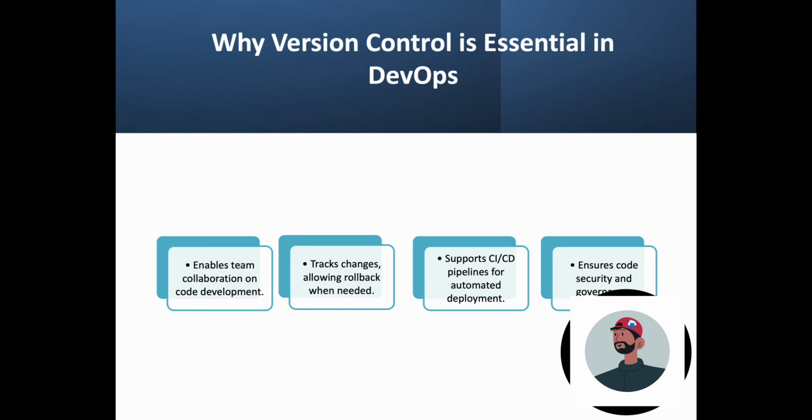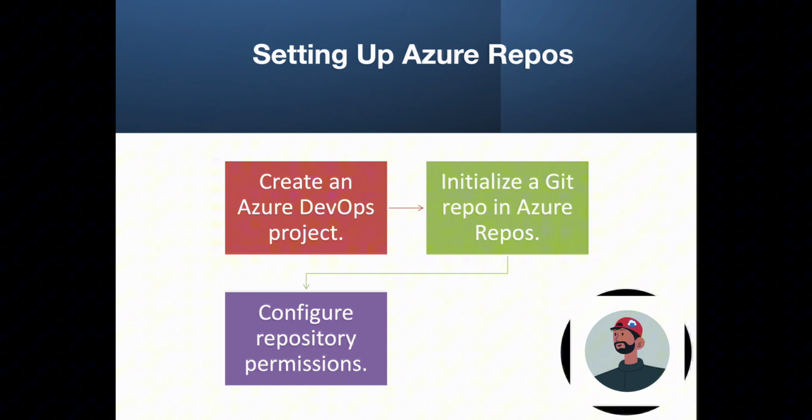So that concludes our introduction to source control. We've covered the basics of source control, explored the difference between Git and TFVC, and discussed why version control is essential in DevOps. So what we are going to do next is a short demo where we are going to set up our Azure repo. We are going to first create an Azure DevOps project, then initialize a Git repo in Azure Repos, and then configure repository permissions.